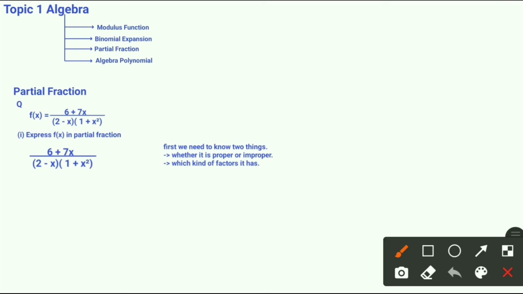First, we need to know two things: whether it is proper or improper, and which kind of factor it has. Comparing the power of x, this is a proper fraction. The factors are linear and quadratic.